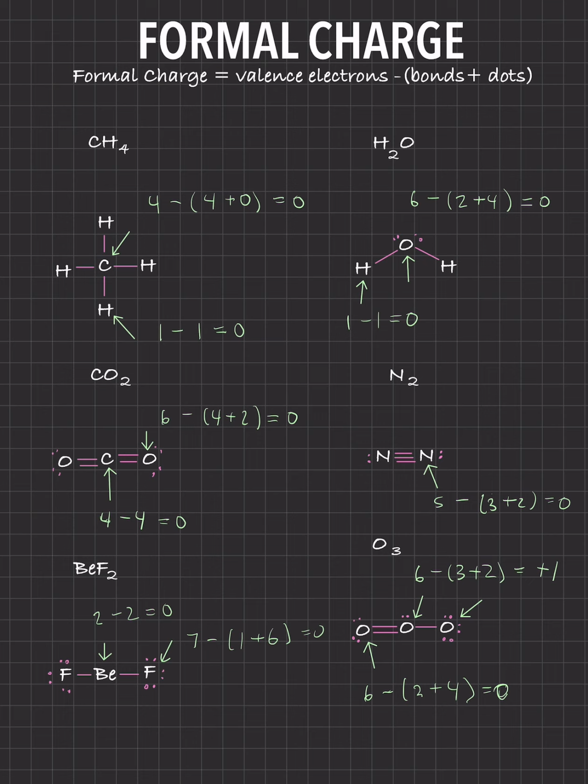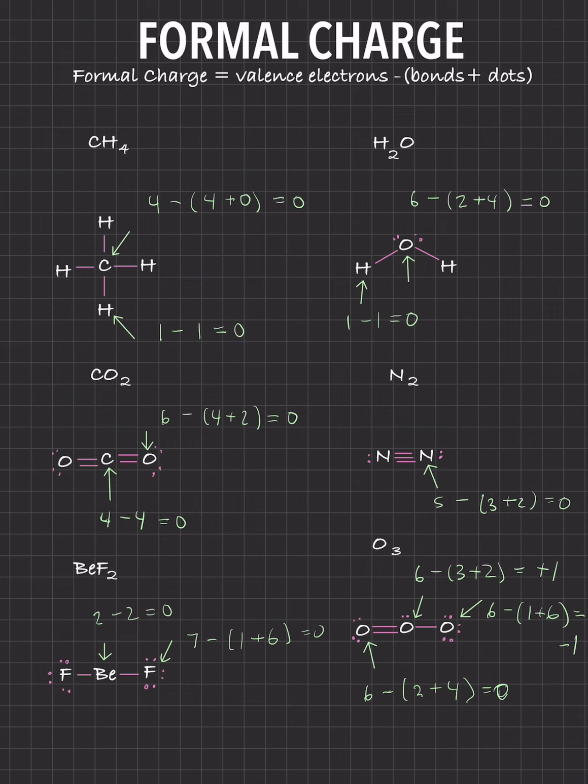Now, let's do the last oxygen, the one on the end. So again, you have 6 minus how many bonds? 1. How many dots? 6. 6 minus 7 is equal to negative 1. So oxygen 1 is 0. Oxygen 2, or the oxygen in the middle, is positive 1. And oxygen 3, the last one, is negative 1.